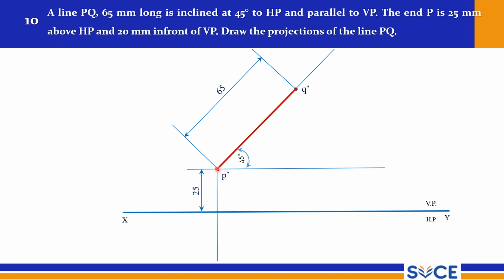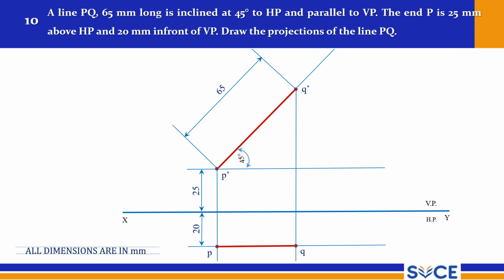From P dash drop down a thin line, and from Q dash drop down a thin line, and in front of VP 20 mm is given. That is obviously end P, but Q also will be on the 20 mm line only. So at 20 mm draw a thin line. So you will have P here, and the corresponding Q dash you will obtain here. So that is the top view. As usual, represent all dimensions in mm. So this is another kind, right? And we will move to the next problem.